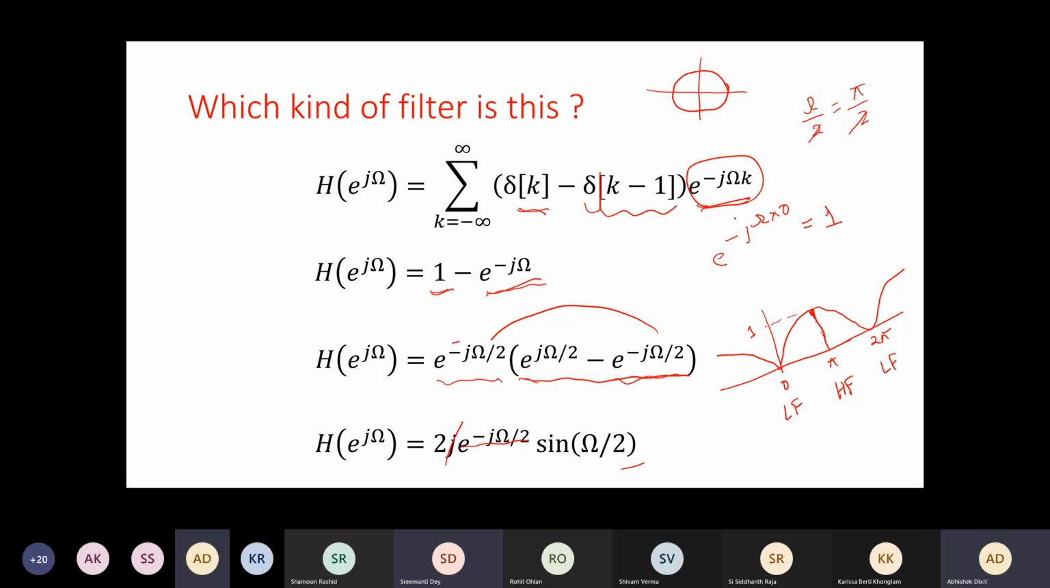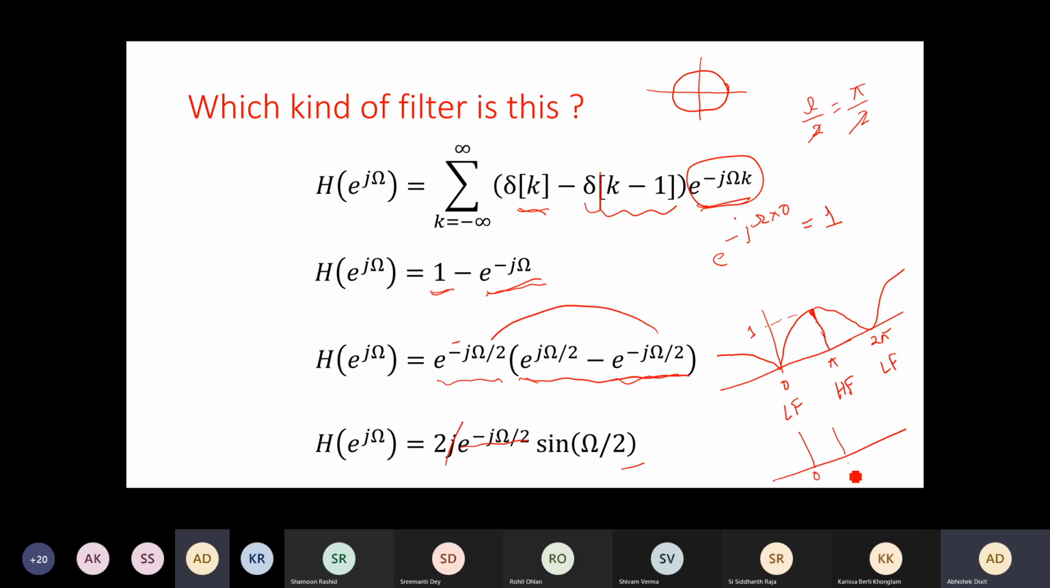Suppose at pi by 2 it was the maximum. Suppose it is maximum at pi by 2. And then what do you assume at pi? 0? Yes. If you're assuming like this, then it is a band pass filter. Its highest frequency is in the band of frequencies around pi by 2. So it is a band pass filter.